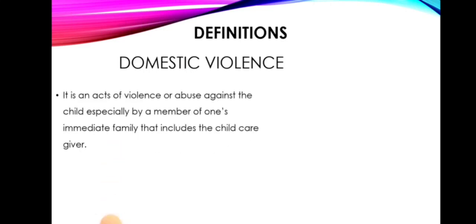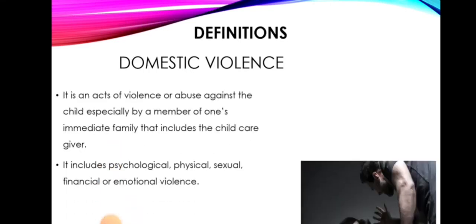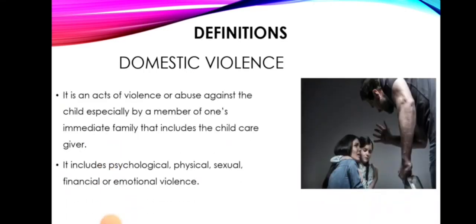Next we will see the definition of domestic violence. It is an act of violence or abuse against the child, especially by a member of one's immediate family, and that includes the child caregiver. And domestic violence includes psychological, physical or sexual, financial or emotional violence against the child.